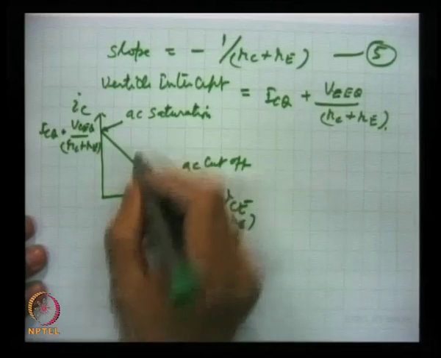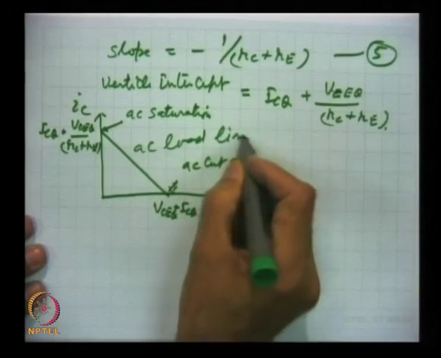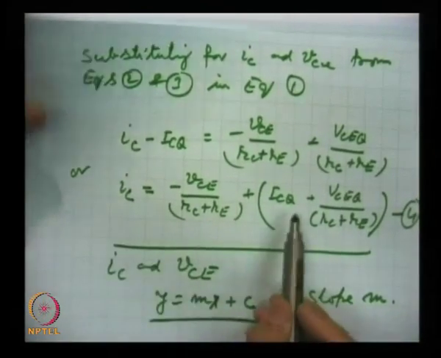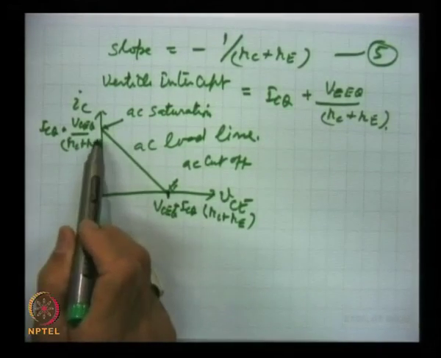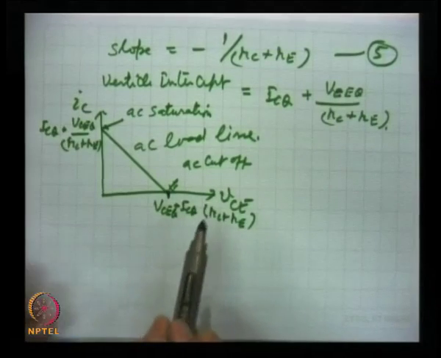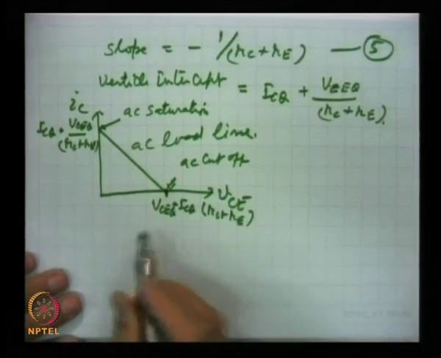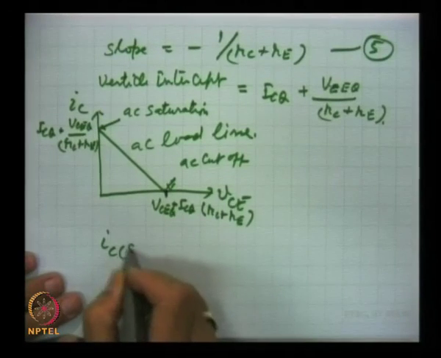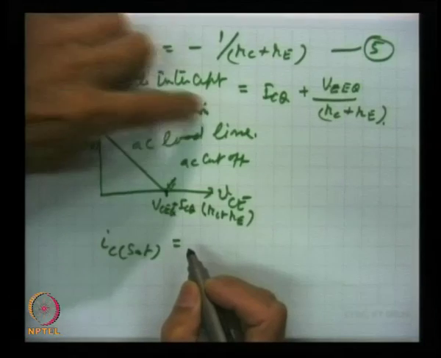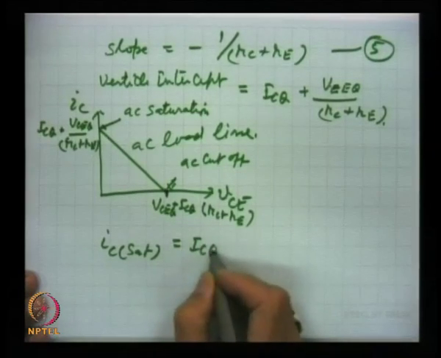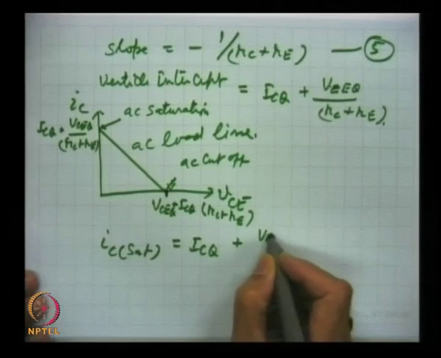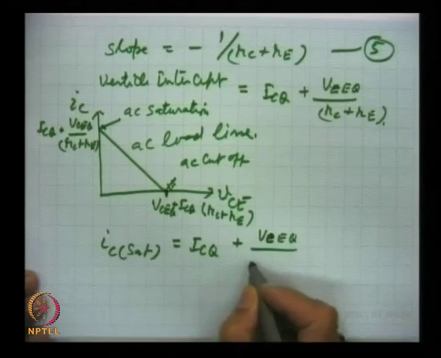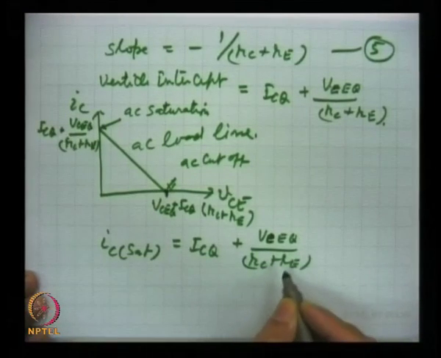This is the AC load line, and in this expression, by putting IC equal to 0, we get this point. Here IC is 0, and if we put VC is 0, then we get IC equal to this much. So this is the saturation point and this is the cutoff point. These points have to be remembered, that IC at saturation is equal to ICQ plus VCEQ by RC plus RE.